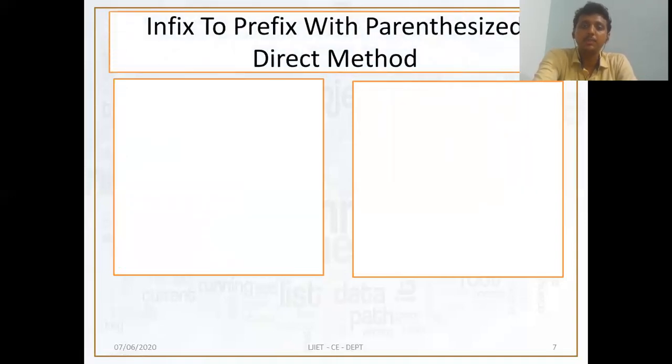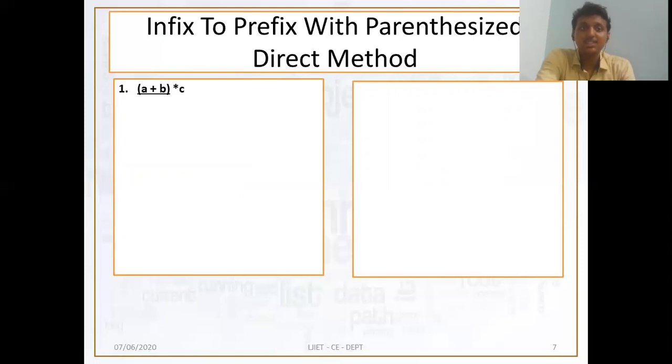Okay. So moving forward, the next topic is infix to prefix with parenthesis, direct method. Okay. So students, in infix to prefix, the formula will be the same: solve the equations with inner brackets first. And in prefix, we are just combining two operands and putting the operator before the first operand. Fine. Okay. So let's start.